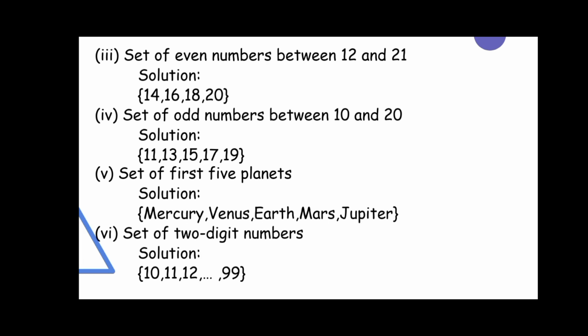Then part 3 is the set of even numbers between 12 and 21, and we all know what even numbers are. Between 12 and 21, the even numbers are 14, 16, 18 and 20. That's it. Now do the remaining parts yourself.